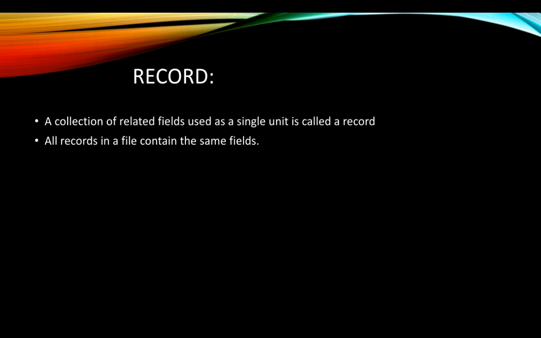Now, what is a record? A collection of related fields used as a single unit is called a record. Each record represents a different entity. All records in the file contain the same fields.